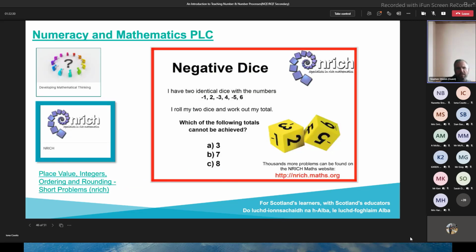Thanks, Iona. I think you're still on slides. Thank you. Within our professional learning community, which is on Glow, you'll find a collection of links to activities and other resources. You'll see in the top left, within the Learning, Teaching and Assessment section, there's a Developing Mathematical Thinking tile, which brings together different websites with some great tasks and materials, including what we're using tonight.